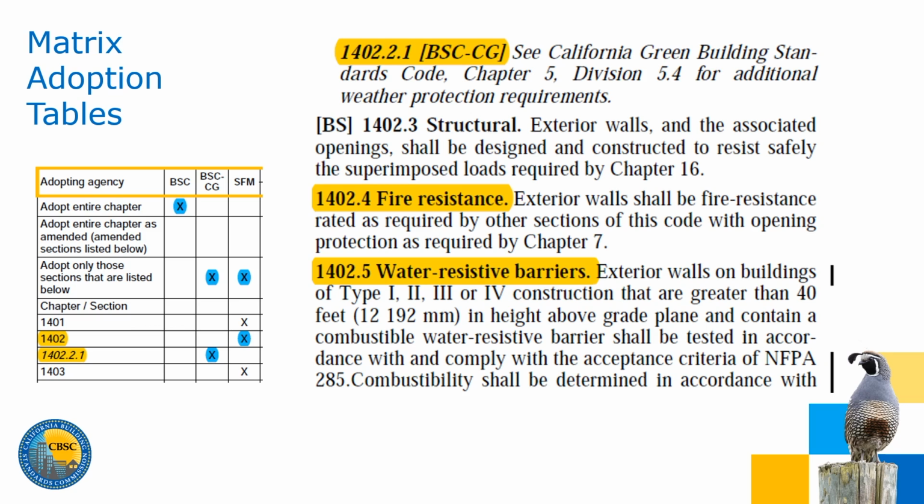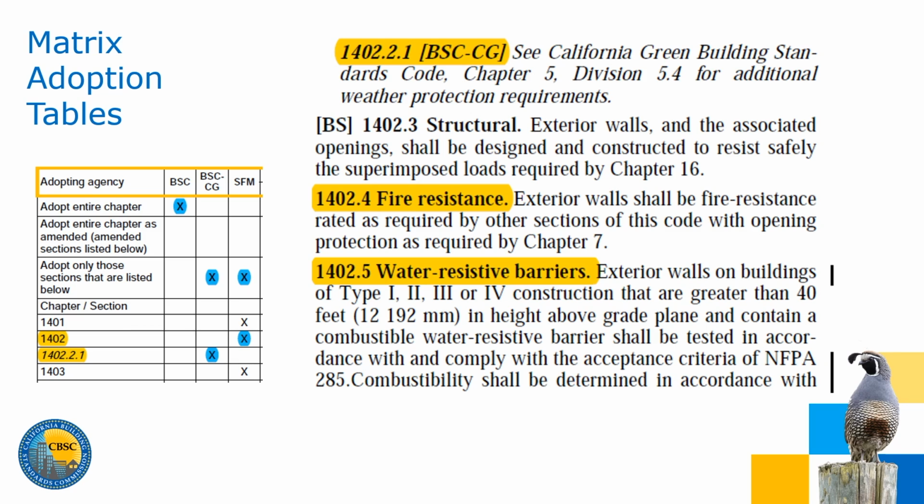Now let's look at some specific code sections from this matrix adoption table. When looking at the MAT, we see that BSC adopts the entire chapter, including section 1402.2. BSC-CG, on the other hand, adopts only section 1402.2.1, which contains a pointer to CalGreen indicated by the BSC-CG banner and is printed in italics.